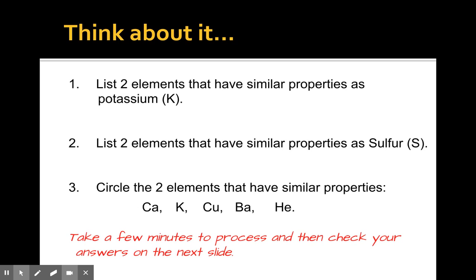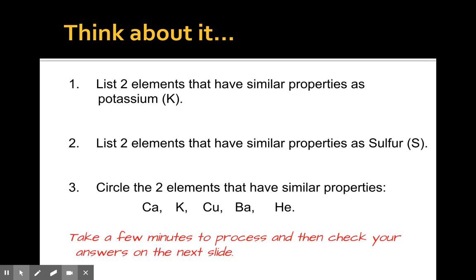All right, so here's 3 questions for you to think about. I want you to make sure that you think about these and process and try to figure out the answer on your own before we check the key in a few minutes or on the next slide. So if you need to pause for a few minutes to process and make sure you answer the question, please be sure to do so.